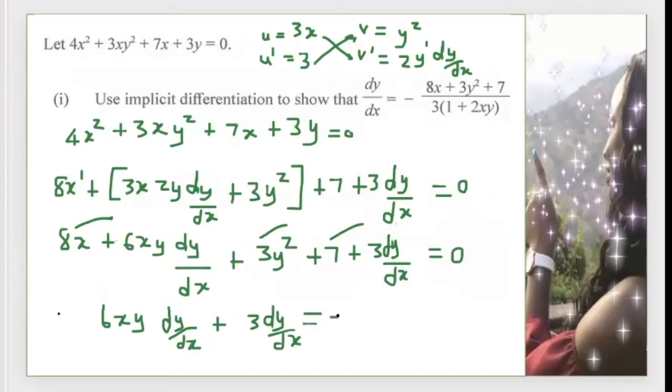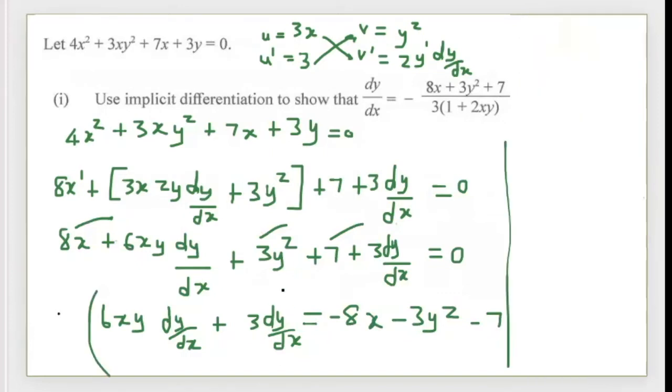On the right hand side, we're going to have negative 8x, because the positive 8x carried over the equal sign, along with 3y squared becoming negative 3y squared, minus 7. So all three items, the sign changes once you carry it over the equal sign. Now, I will be factoring out the dy dx, that's common. So I'll have dy over dx, and then what is left within the bracket, I will have the 6xy plus 3. So let me go ahead and write 6xy plus 3.